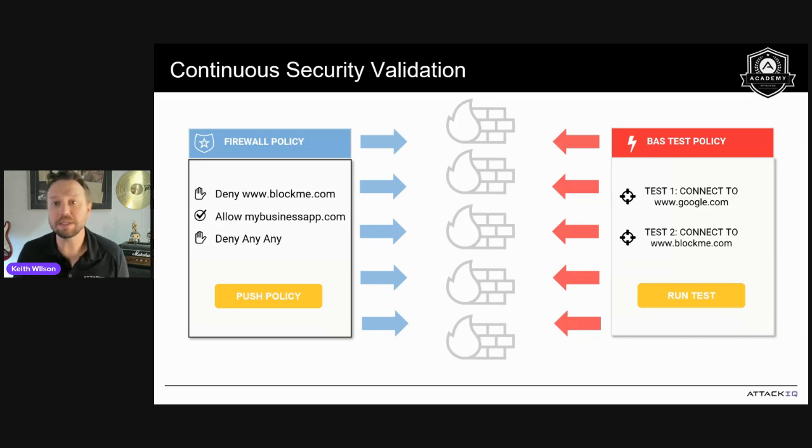So now I execute the test and I make sure that the results come back that it could not connect, because that's what I'm expecting, right? My expected result for this is I'm blocking the blockme.com URL. Therefore, if I try and make a connection to that URL, I should not be able to do that. Now, in this case, you'd want to execute this sort of testing against all of the firewalls to validate that the policy you pushed was deployed correctly.